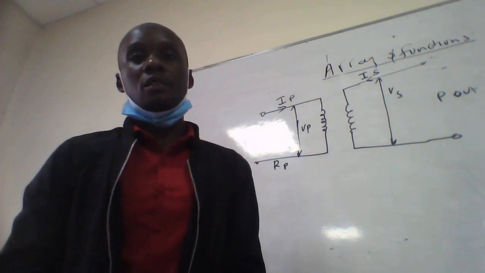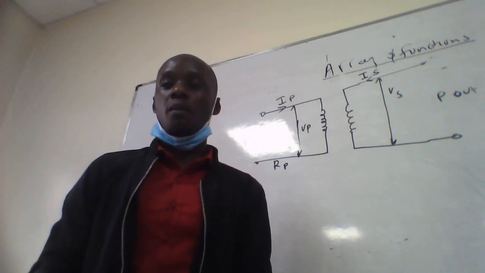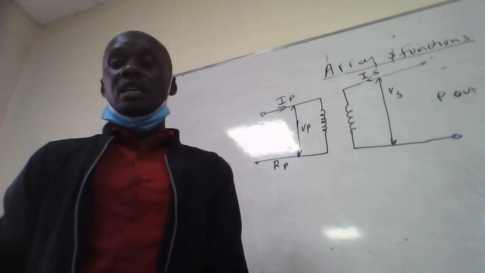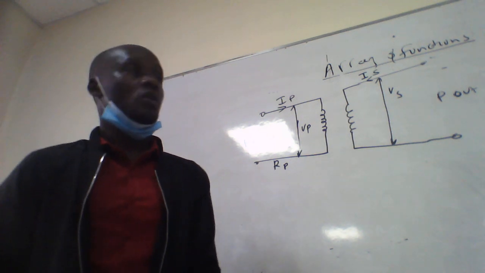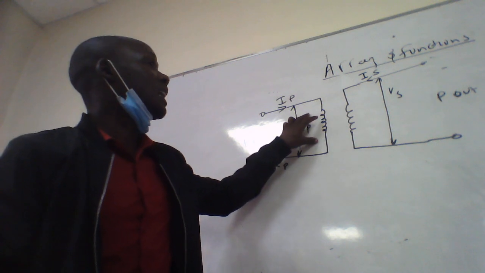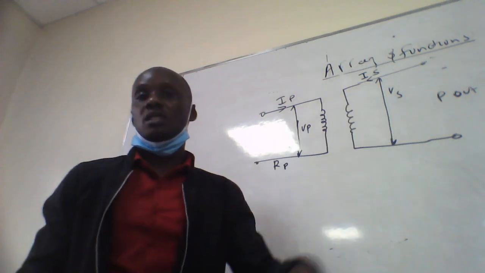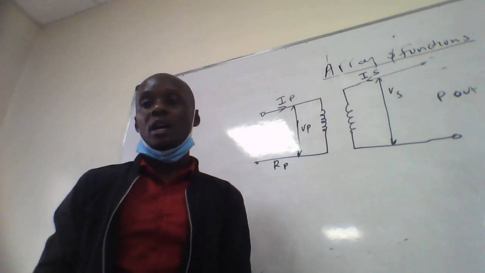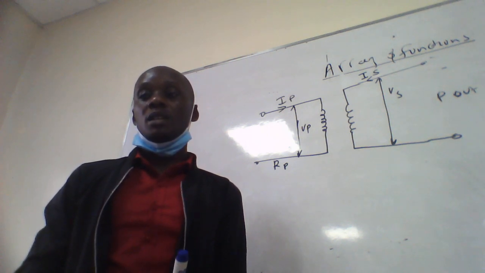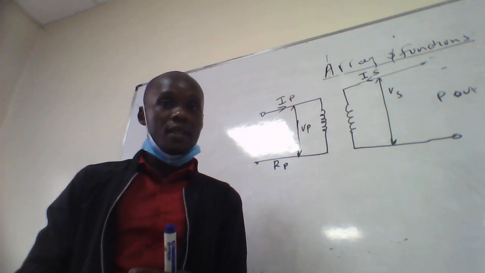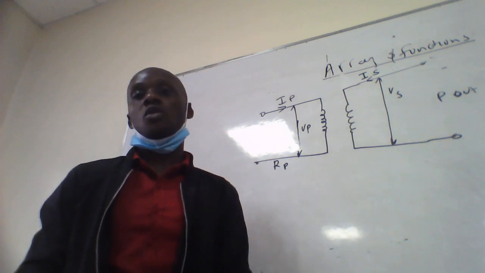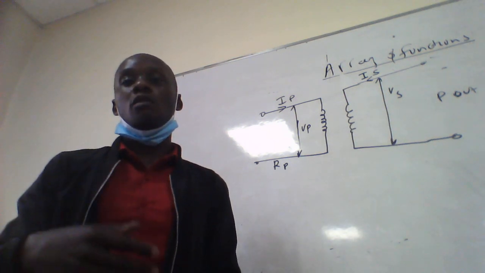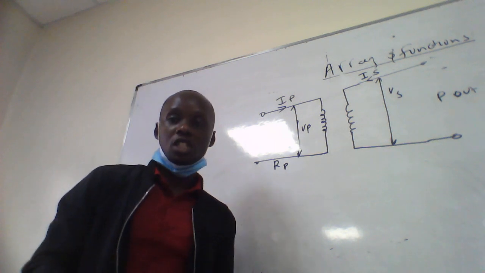So we want to look at types of transformers. There are two types of transformers. One is a step-up transformer. A step-up transformer is a transformer where the number of turns on the primary winding is less than the number of turns on the secondary winding. Step up means it is a transformer that converts voltage from a lower level to a higher level.